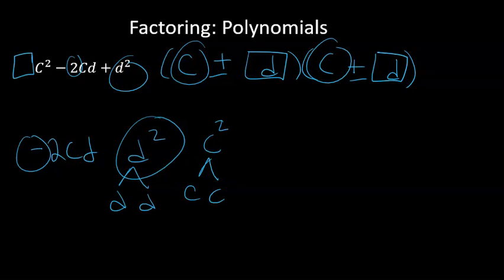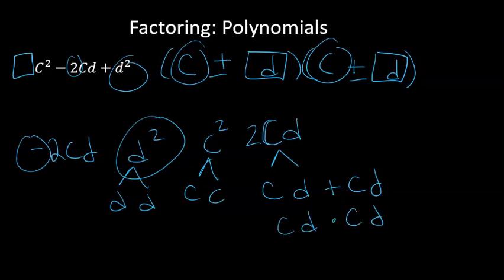So with this one, I'm trying to see how to explain this. I have 2cd. What does that mean? That means I have a cd plus a cd. That's what that means, right? And if I were to multiply that, I would have 2 of them. That's what I would end up with. If I were to subtract it, I would end up with negative cd, negative 2cd.